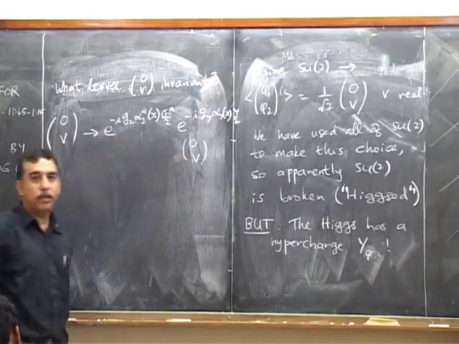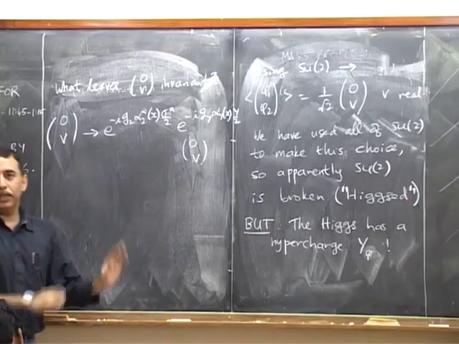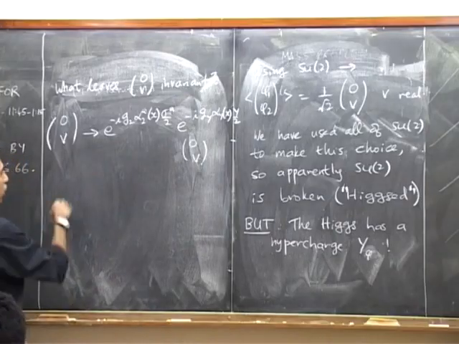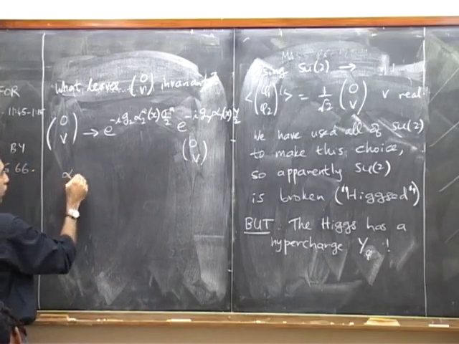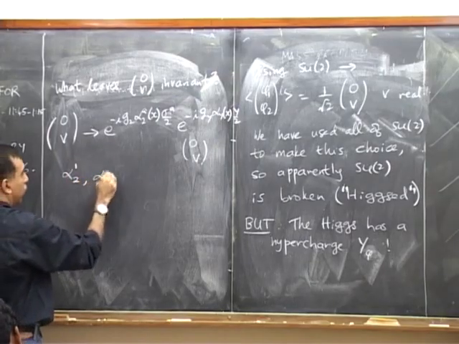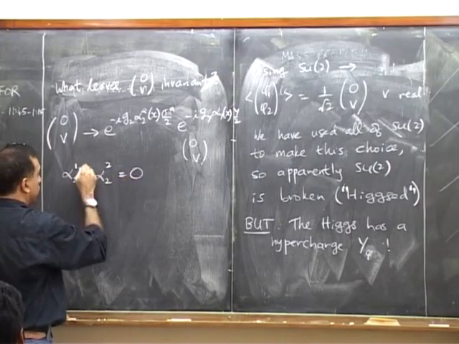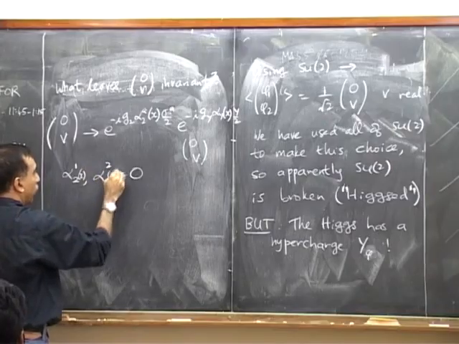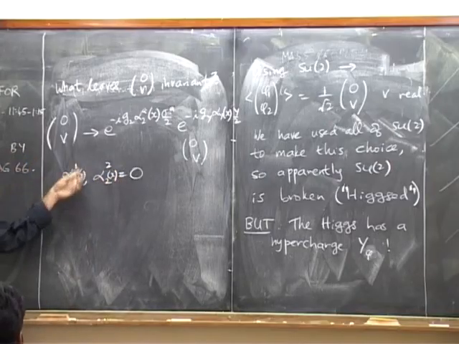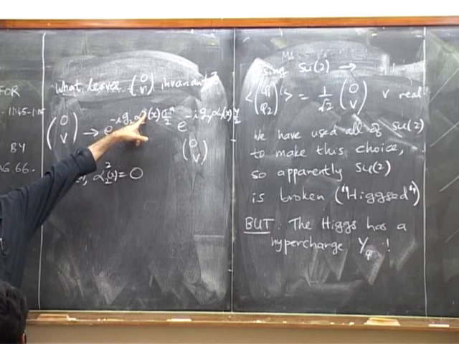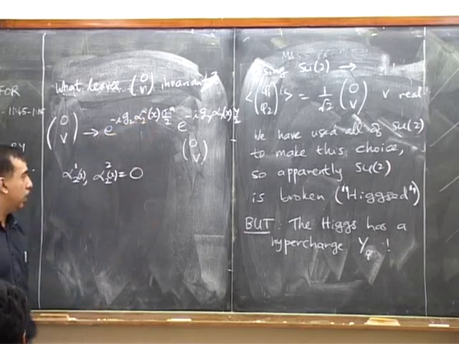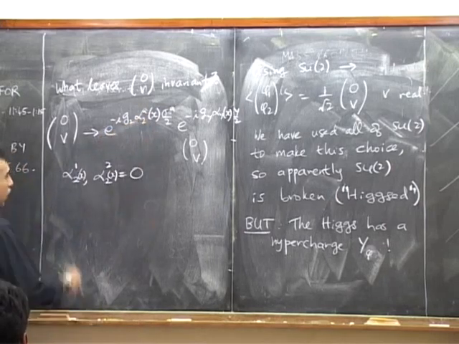Whatever leaves this invariant is going to be the unhiggsed part of the SU2 cross U1 gauge group. So we better take alpha 2 1 and alpha 2 2 and put them to 0. Sorry about the notation. This 2 is for the gauge group, and this 1 and 2 are the first two components of this A, which has three components.